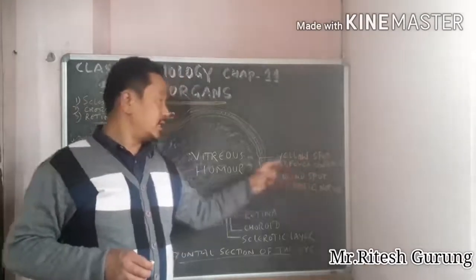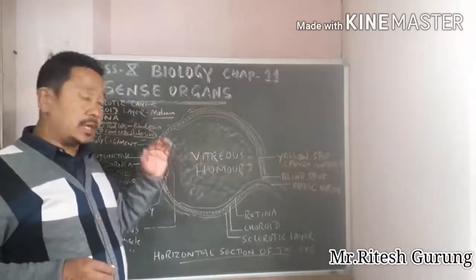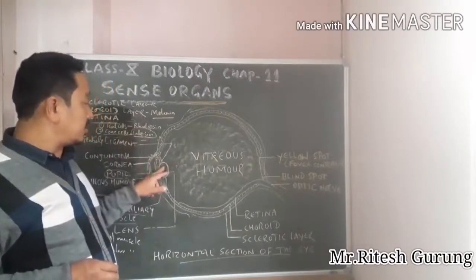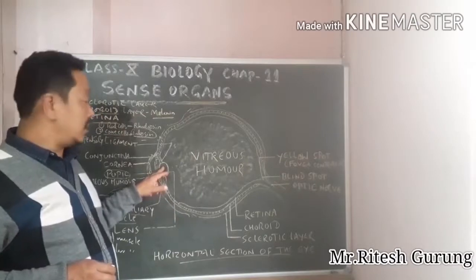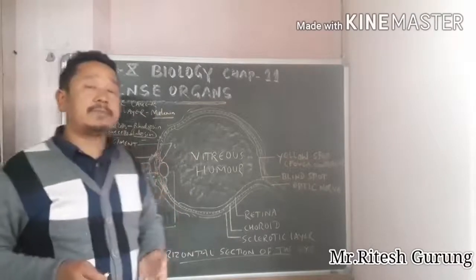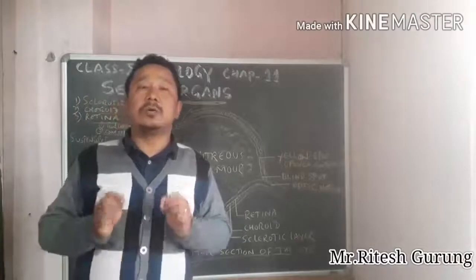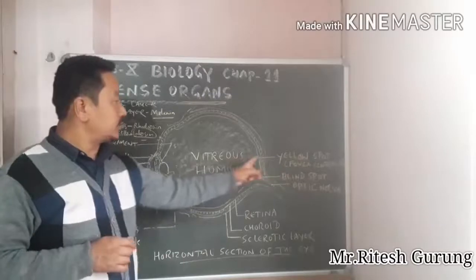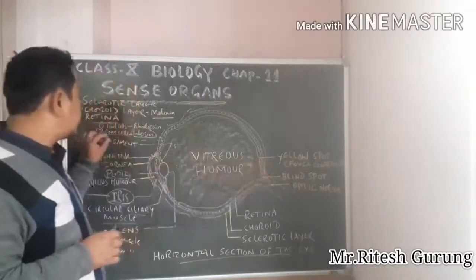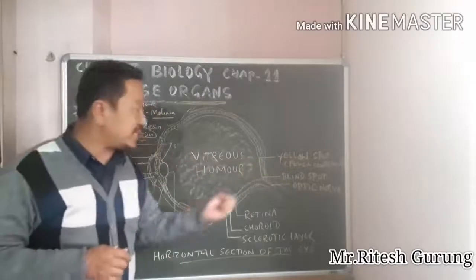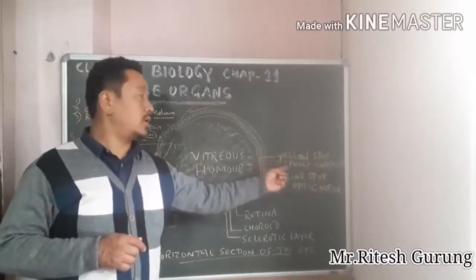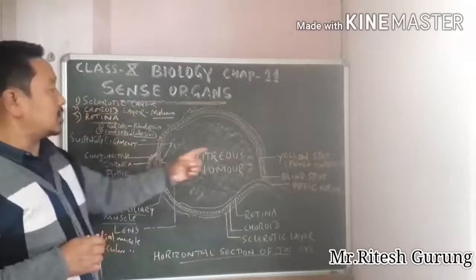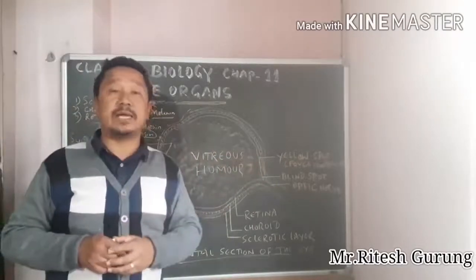Which is at the back of the lens, almost at the center on the horizontal edges of the eyeball. It is present here. So this place where you find cone cells mostly present is called the yellow spot or fovea centralis, since it contains cone cells which are sensitive to bright light.